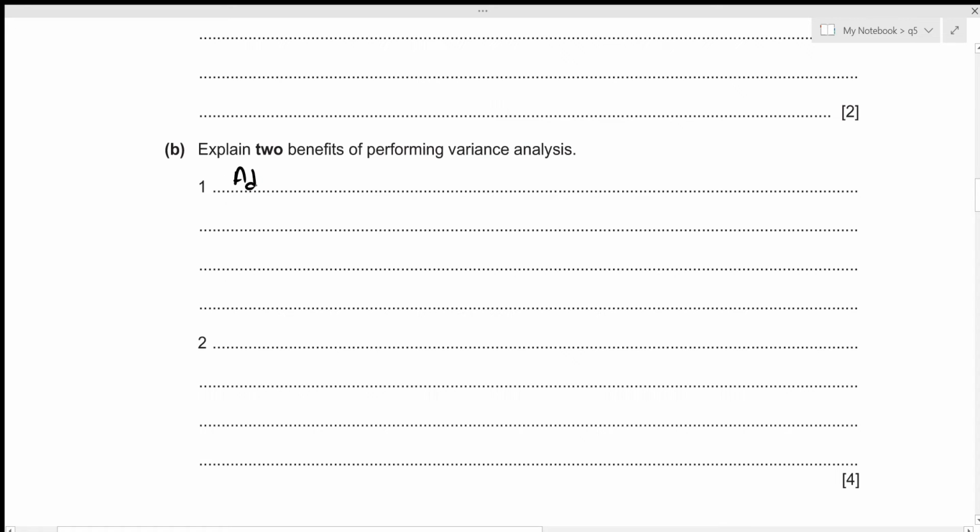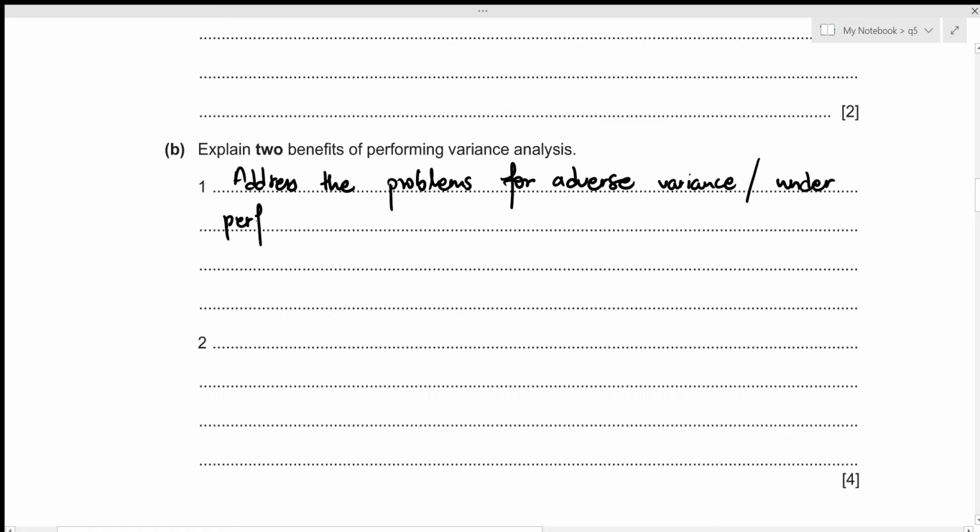Let's write it down. Address the problems for adverse variance or underperformance and take remedial actions.